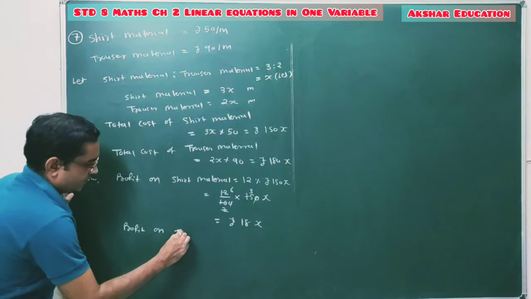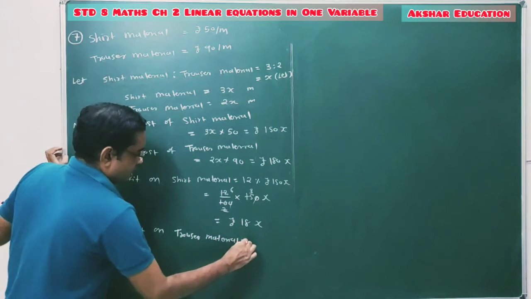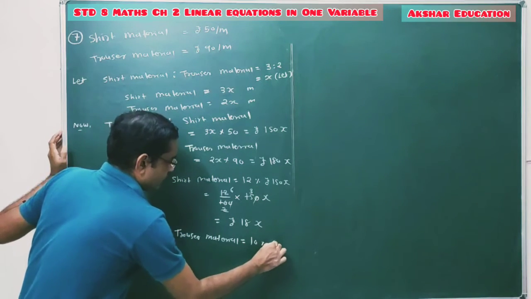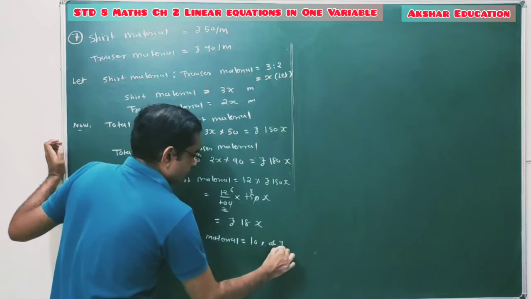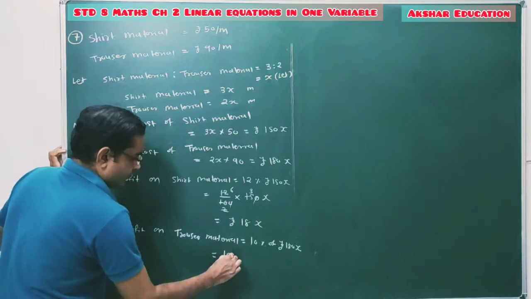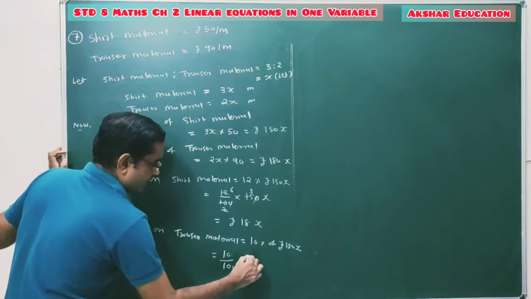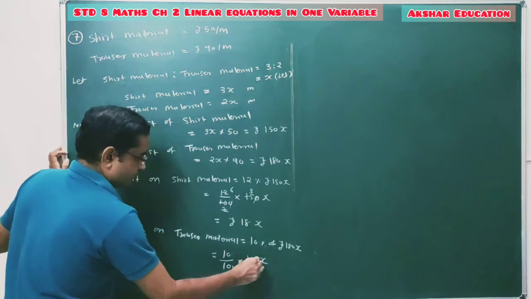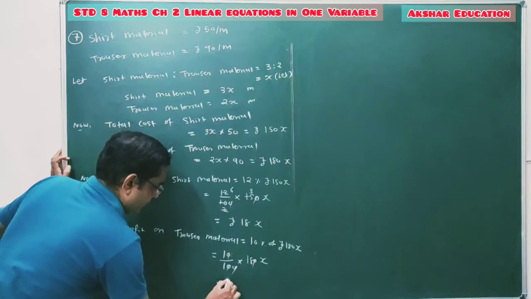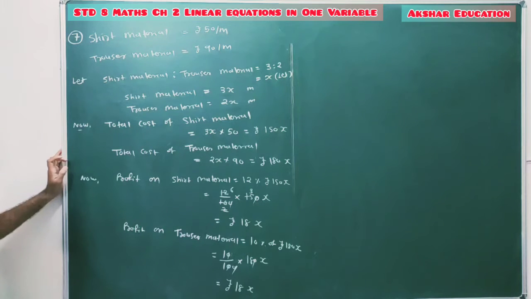And profit on trouser material. So profit on trouser material is 10% of his cost price. So it's 10% of 180x rupees. Again, to remove this percentage sign, we have to divide it by 100. So 10 upon 100. To remove this, we have to multiply. It's 180x. Zero cut. This zero is cut. So again, profit is 18x rupees. Done. Now move ahead.